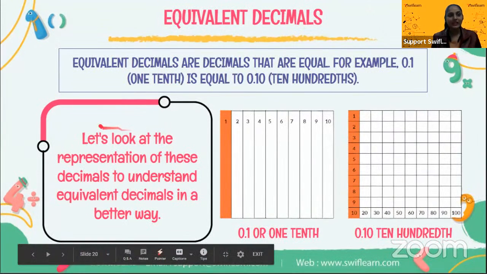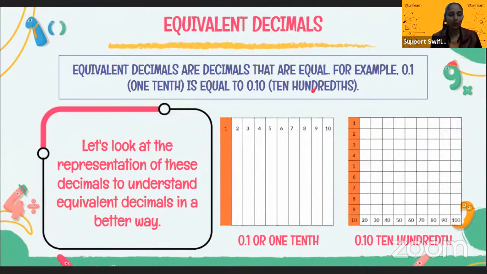Okay, how? Let's see. Equivalent decimals are decimals that are equal. Like you have already learned about fractions. Yes or no? You have already learned about fractions.